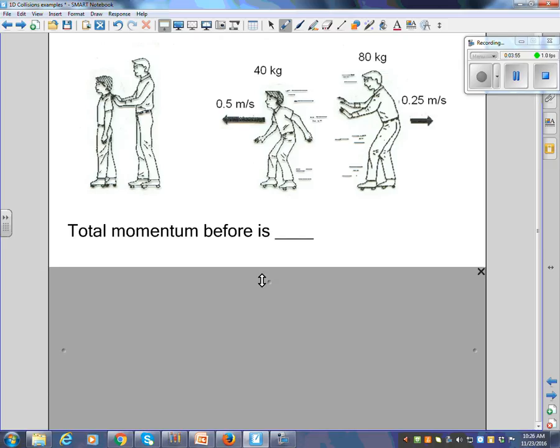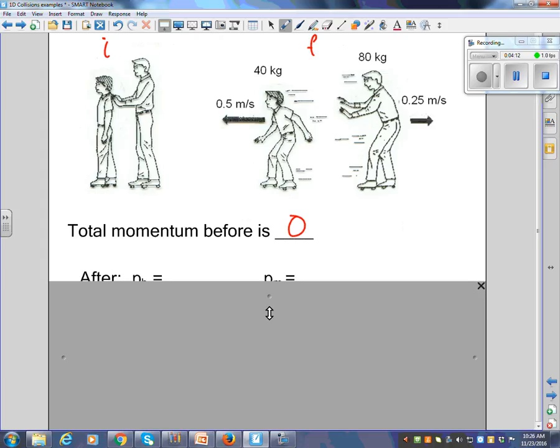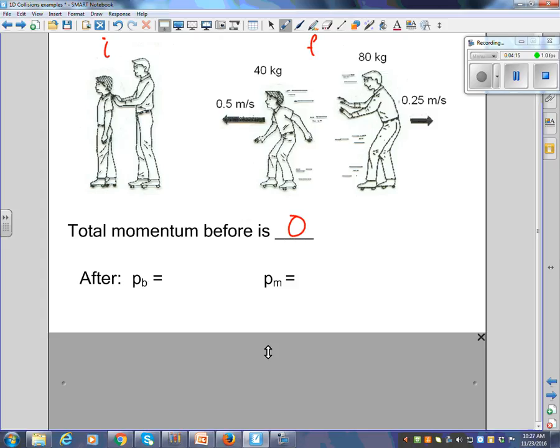So, what is the total momentum before? This is initial. This is the final. What is the total momentum before? No motion. Velocities are zero. Total momentum before is zero. What about after? Still zero, because they're moving in opposite directions, so they cancel each other out. Exactly, negative, positive.